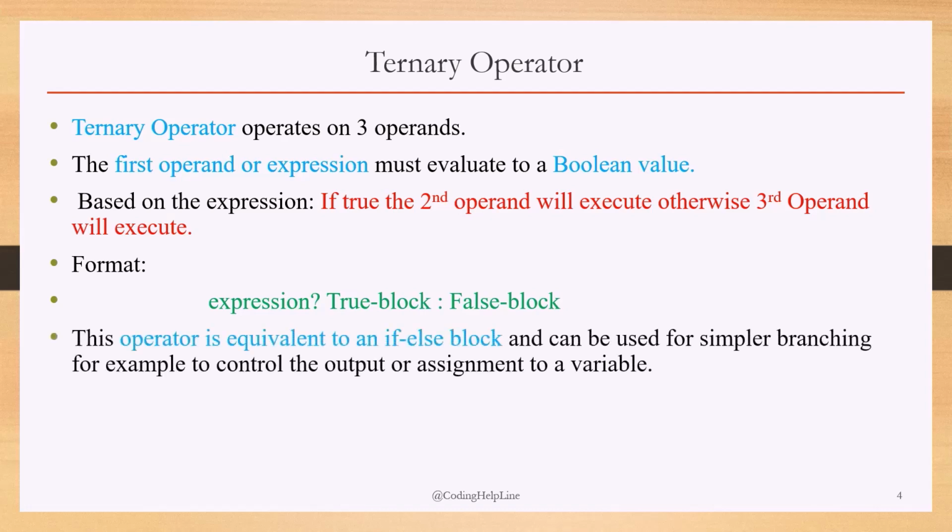This operator is equivalent to an if-else statement, and can be used for simpler branching, for example to control the output or assignment to a variable. This is a very handy operator. For example, int x is equal to 3 and boolean even. This is a variable, and we decide if 3 % 2 is equal to 0. If it is true, even will be true. If it is false, even will be false.